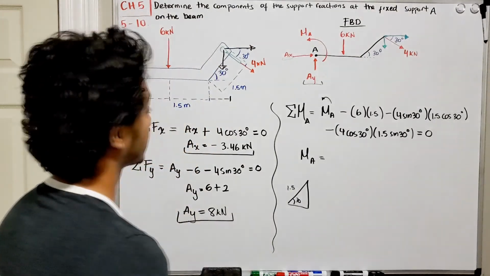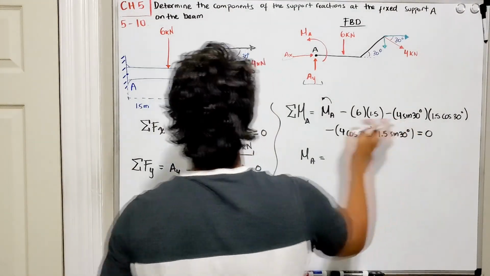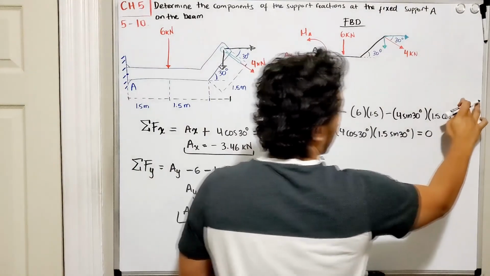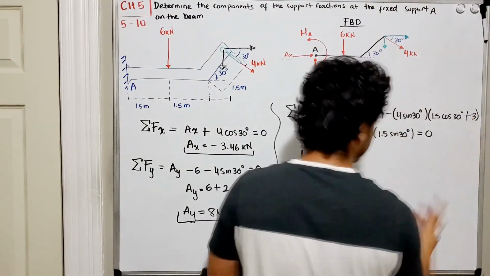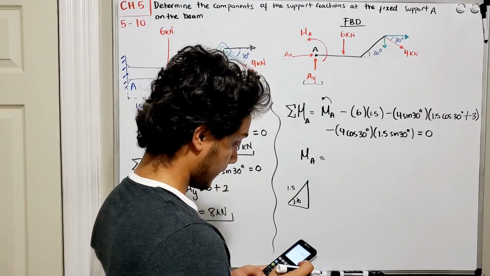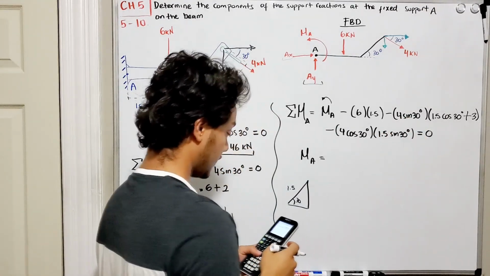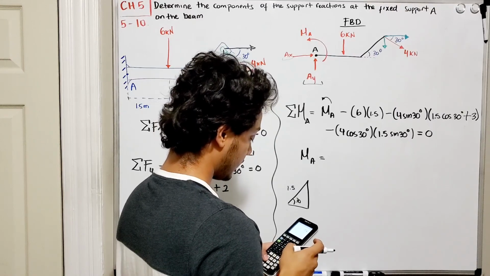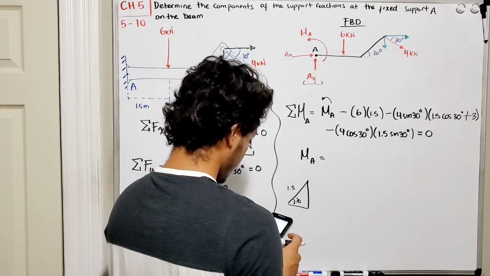plus, oh, I made a mistake in here, didn't I? This guy is my y direction. We will have to add 3 meters plus this amount. So I need to add the 3 meters that we had before. Okay. So we do 4 multiplied by the sine of 30 multiplied by 1.5 cosine of 30 degrees plus 3 meters that we had before. Okay.